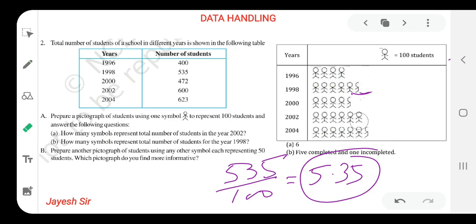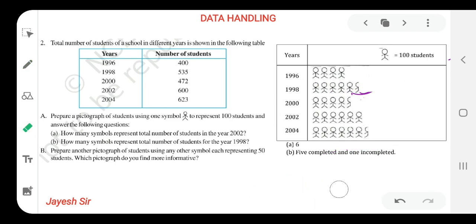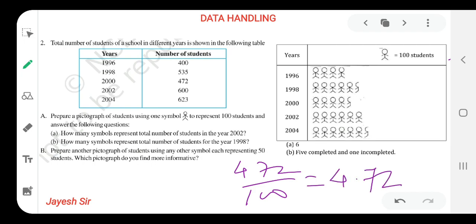That means 535 is also drawn correct. Now let's begin for the year 2000. The number for 2000 is 472. That means 472 divided by 100, so in point we can do 4.72. Yes friends, so this is the error we can see over here.